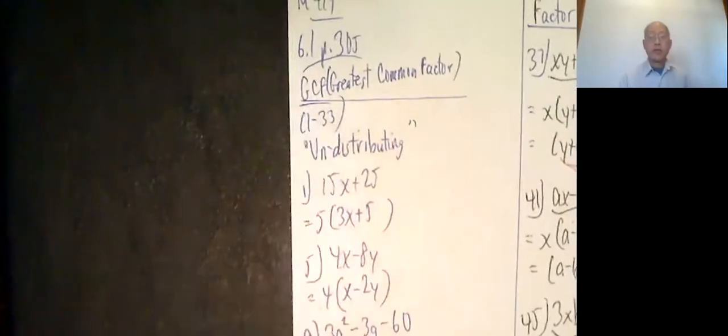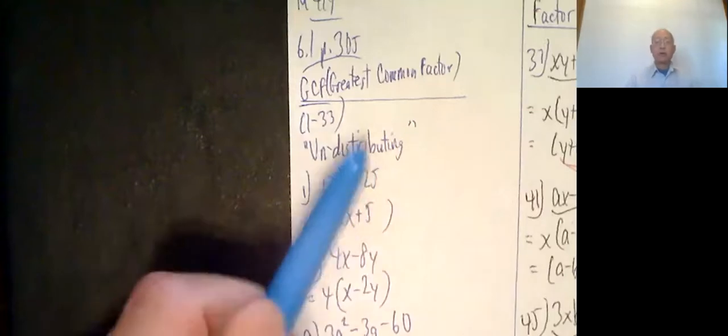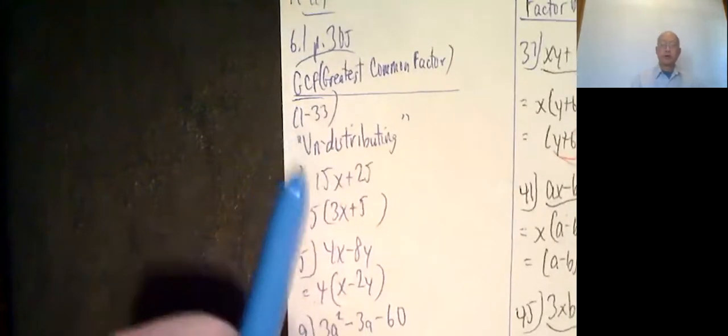All right. So what we're doing is factoring. Factoring is the distributive property backwards. You think of it as undistributing, so to speak. So first we're going to be taking out the greatest common factor, undistributing, for problems 1 to 33.